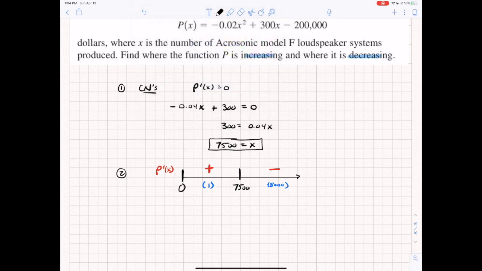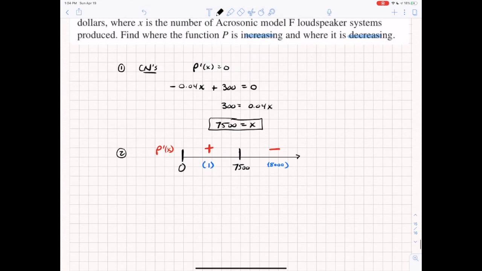And so this is describing then where my profit function is increasing and decreasing. Profits are increasing from 0 items being produced up to 7,500. But then profits are decreasing if I produce any more than 7,500 all the way out to infinity. The profits will never start going back up.